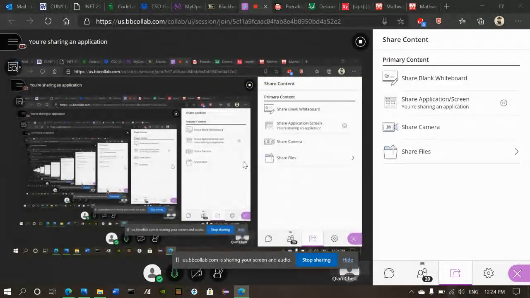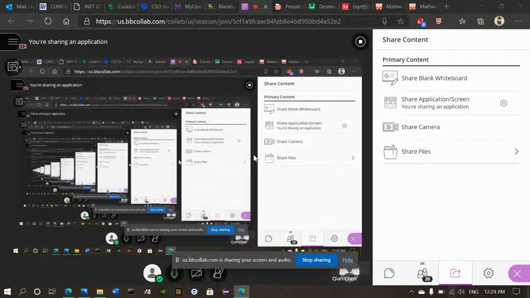How do I share my screen? Do you see an arrow on the bottom of the screen? Click on it, share content. Then choose the middle one, share application or screen. Entire screen, share audio. Click on that, then choose your homework screen.